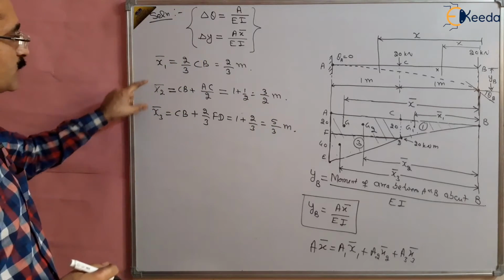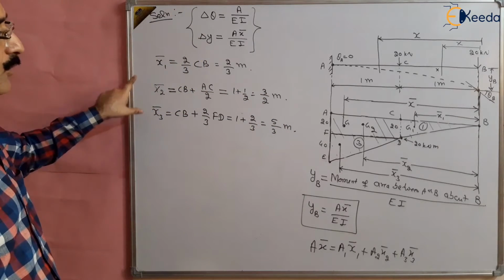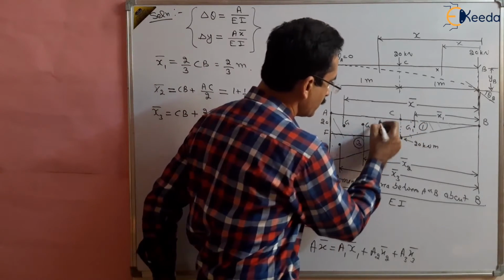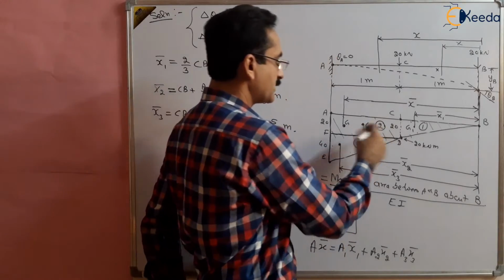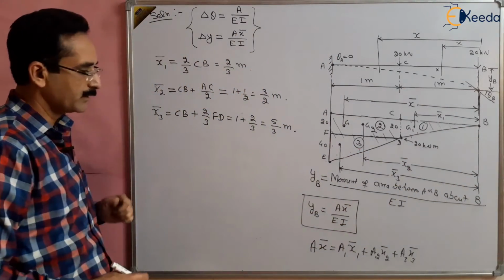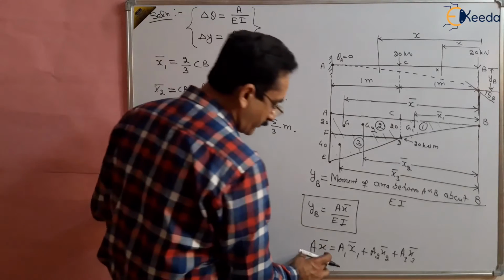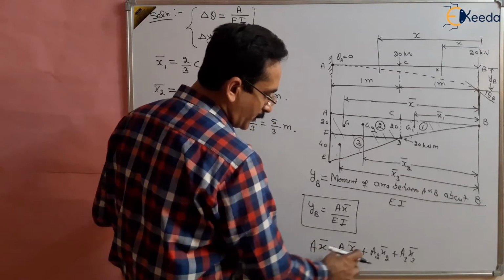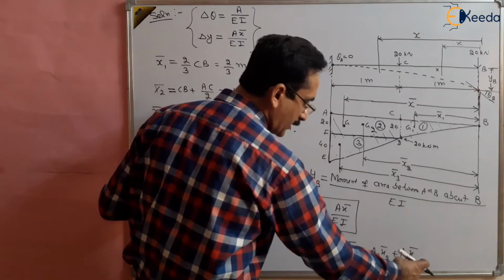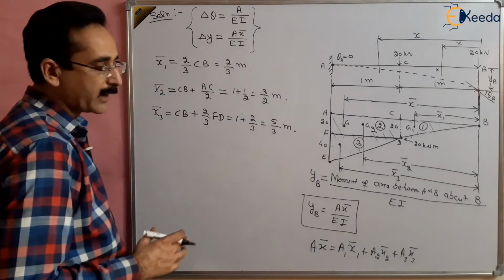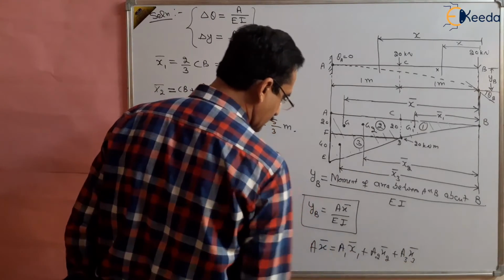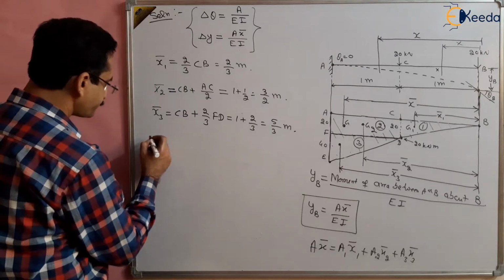So x1 bar, x2 bar, x3 bar is the centroid of each area, area number 1, area number 2, and area number 3, about the free end. The moment of the total area, A x bar, can be obtained by the moment of the first area about the free end, plus the second, plus the third, the algebraic sum of all the moments, right? So A1 x1 bar, A2 x2 bar, A3 x3 bar. So what is A x bar now?